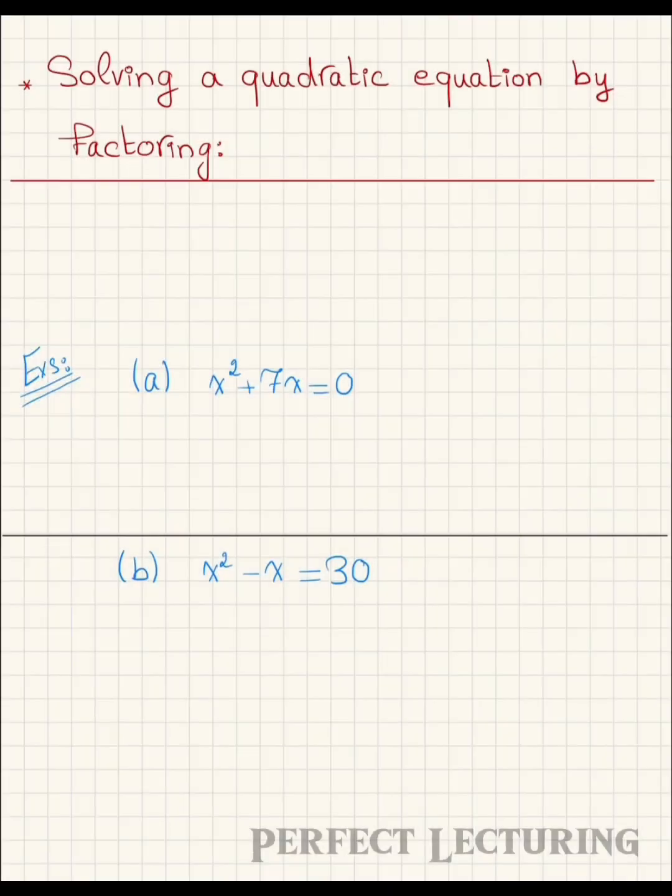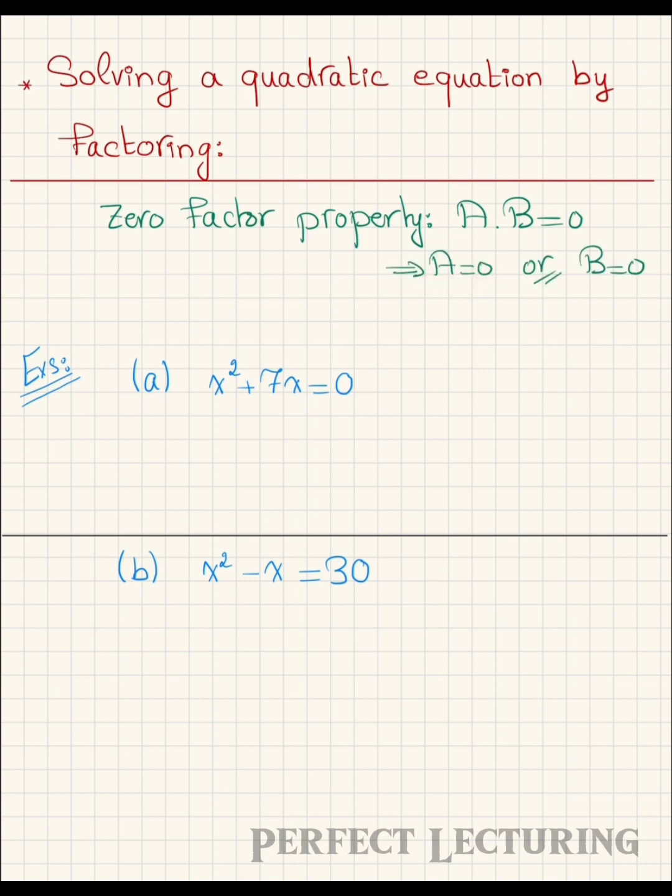Now let us see how to solve a quadratic equation using factoring. Obviously, we first have to factor. This method is based on the following property. It is called the zero factor property, which says that if a times b is equal to 0, then either a is equal to 0 or b is equal to 0. In other words, at least one of the factors must be equal to 0. Of course, when I say at least, you might have both a and b being zeros.